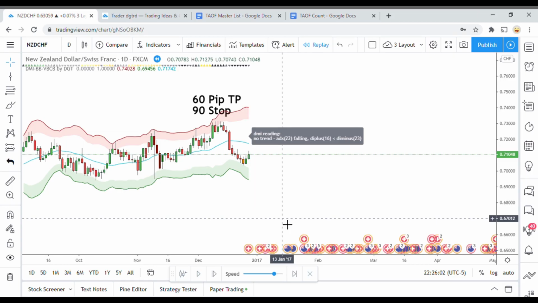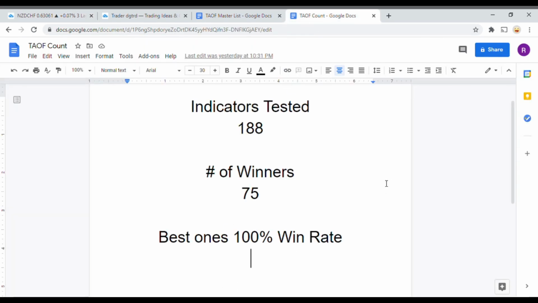All right, as I said, today we will be testing the DMI ADX indicator. But before we do, I wanted to put the indicator scoreboard up for everyone to see.